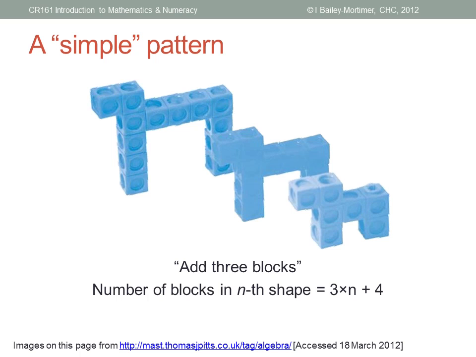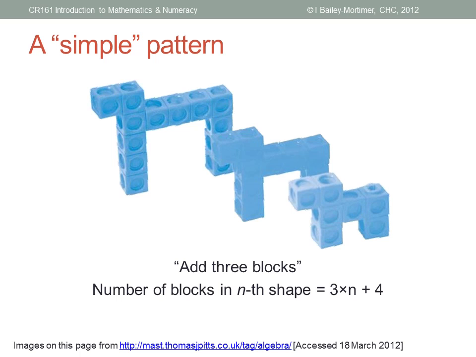Let's try it with the second shape, n equals 2. 3 times 2 is 6, plus 4 is 10. Are there 10 blocks in the middle shape? And the third shape, n equals 3. 3 times 3 is 9, plus 4 is 13. Are there 13 blocks in the large shape here? So it's fully descriptive and it's correct.